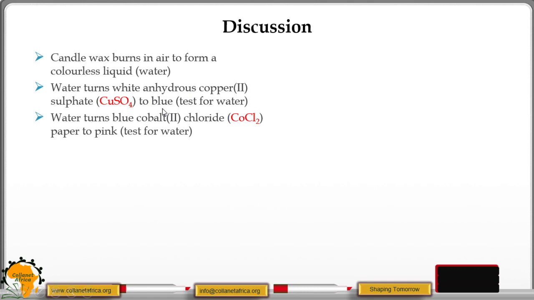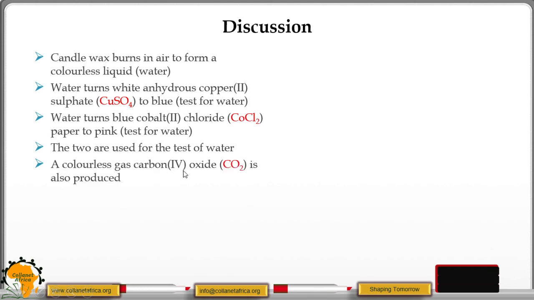Then the next method, or the next test for water, is using cobalt chloride. The cobalt chloride, when it is not hydrated, is blue in color. Once you have water and sprinkle on cobalt 2 chloride paper, you're going to find that the paper will change into pink. So it's the only liquid that turns cobalt 2 chloride from blue to pink. And therefore, this acts as another test for water. So you can use those two tests to identify if a liquid is water. Those two are used for the test of water.